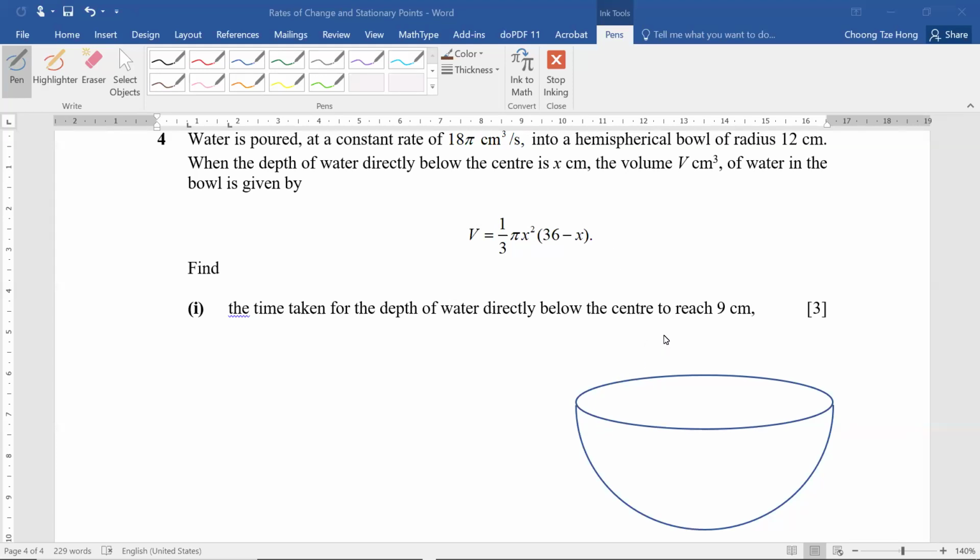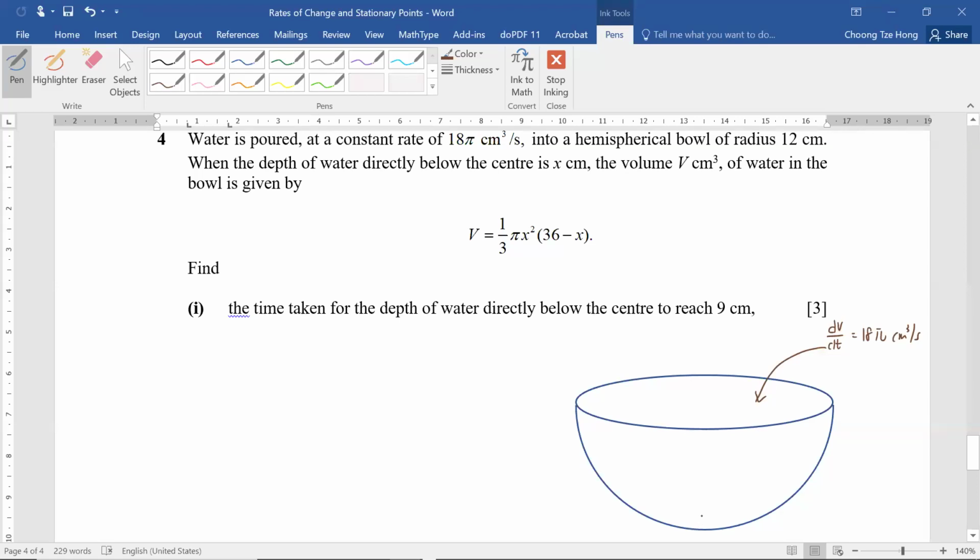Water is poured at a constant rate of 18 pi cm cube per second. So this is actually dV/dt, right? Because it's volume per unit time. They are saying that water is going to be poured into the bowl at this rate: dV over dt equals 18 pi cm cube per second. That means for every 1 second that passes by, 18 pi cm cube of water is going in. And as water goes in, the water level in the bowl will start to rise.